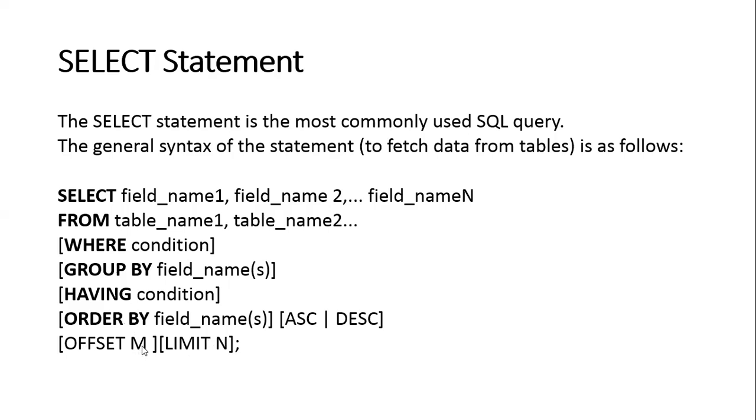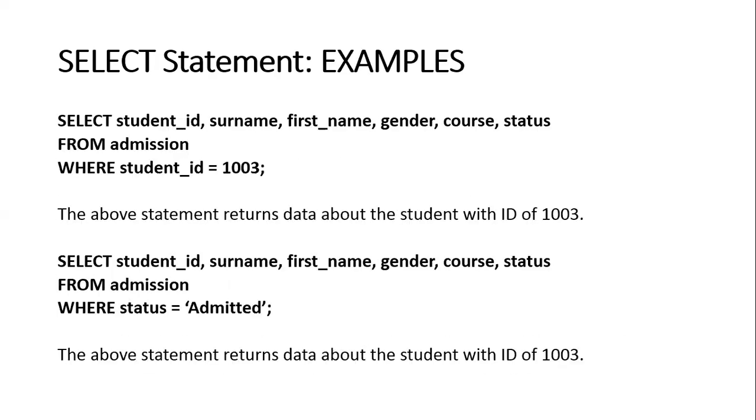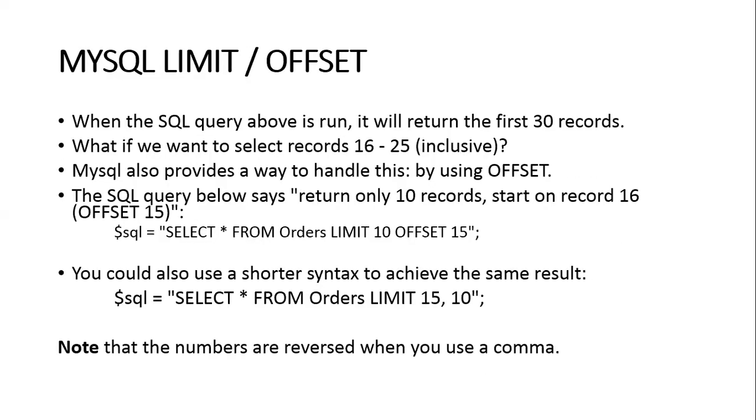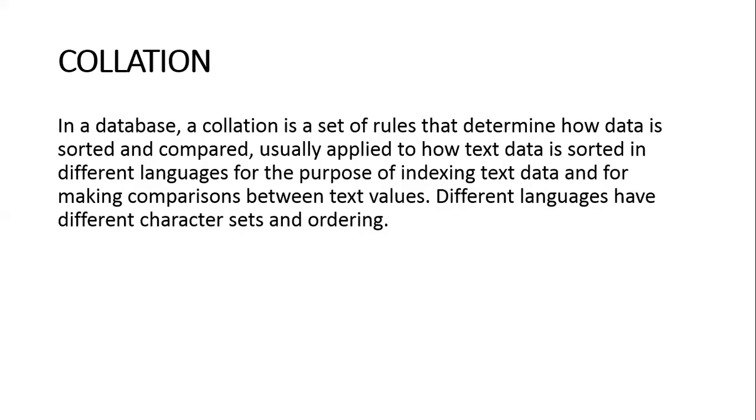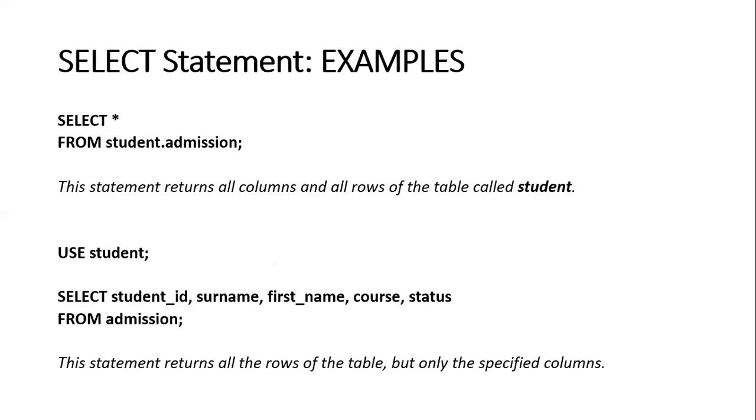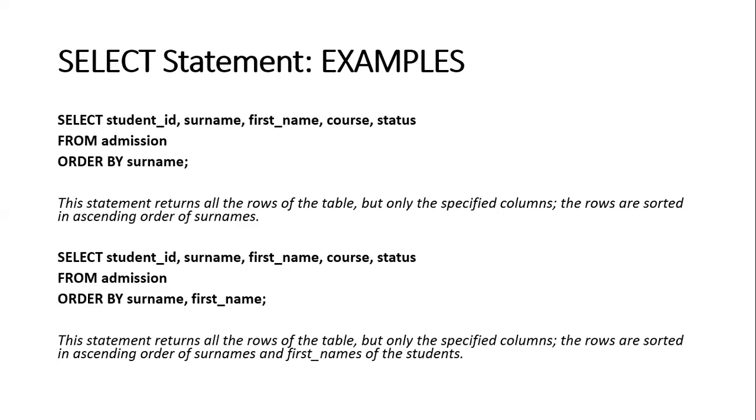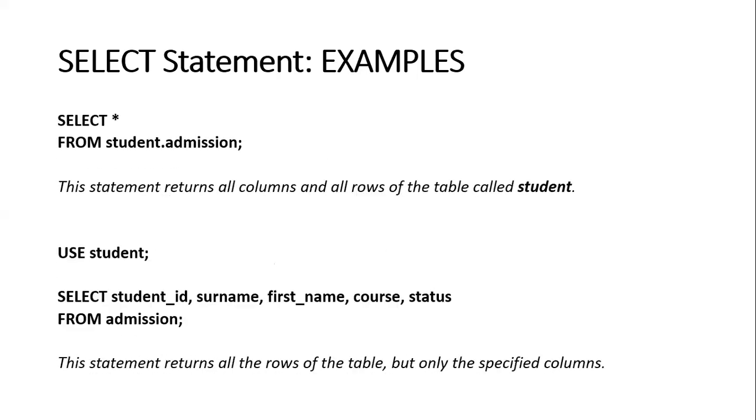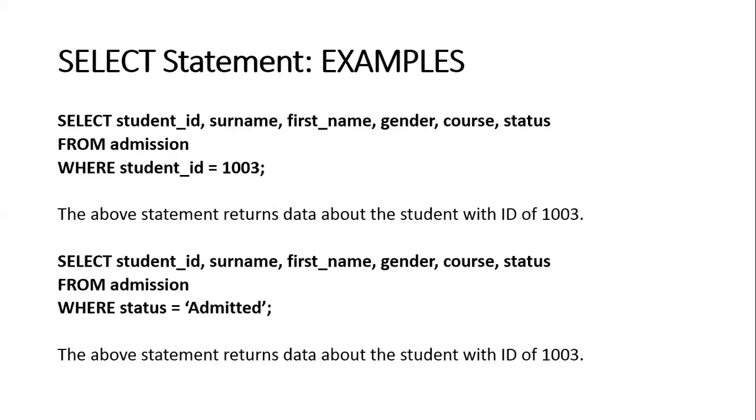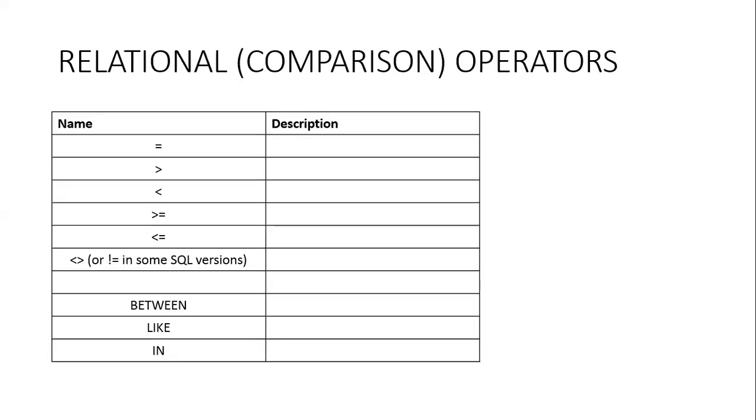Now, the offset and limit are used for what is called pagination. Let's say, for instance, you need to display data from a very large table, a table that contains very many rows, maybe thousands of rows, or hundreds of rows. And you don't want to display all the rows at the same time.